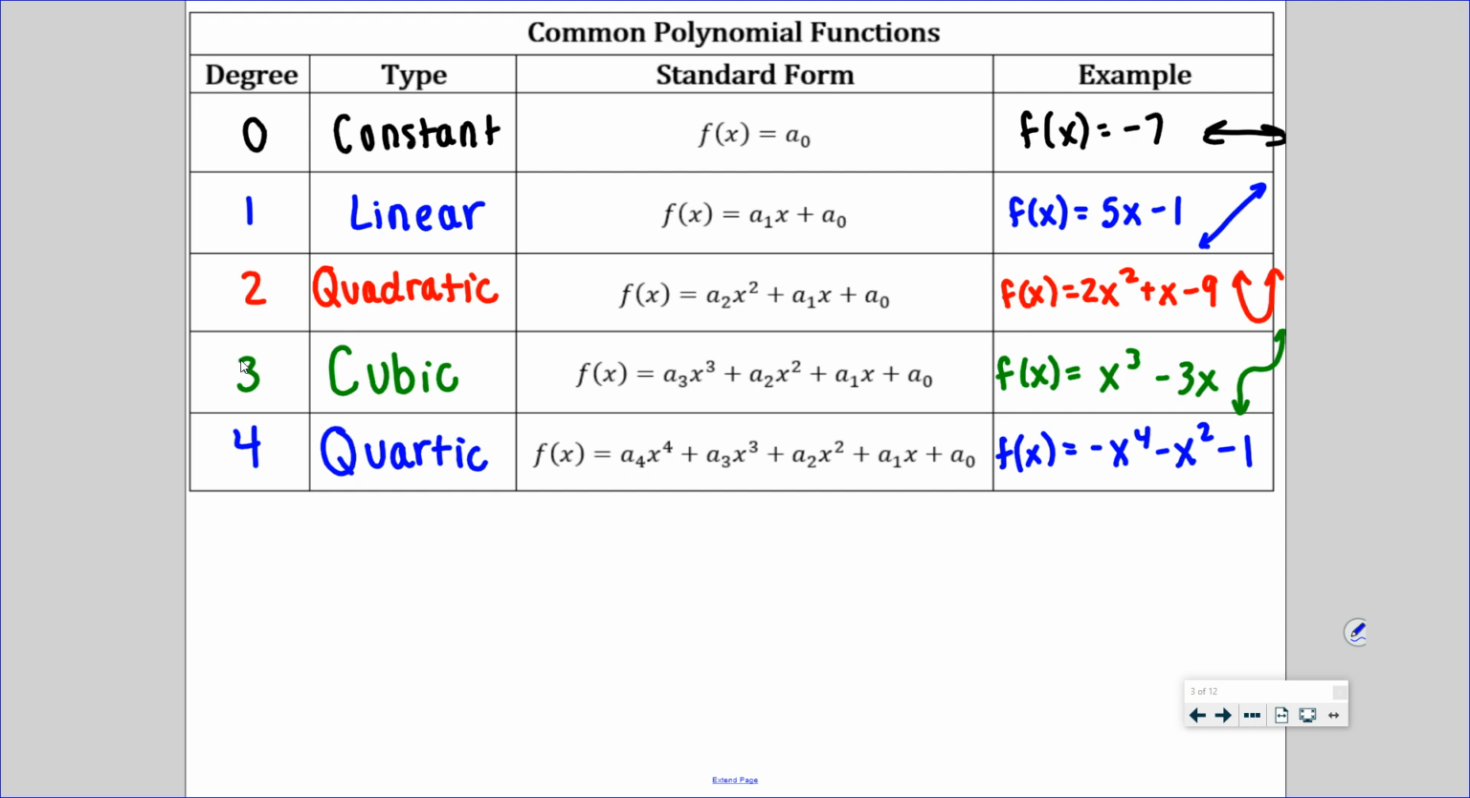These kind of look something like a W. Degree 5, I think we call quintic. If people have 5 babies at once, we call them quintuplets. It goes on from there, but these are really the only ones you need to be familiar with.